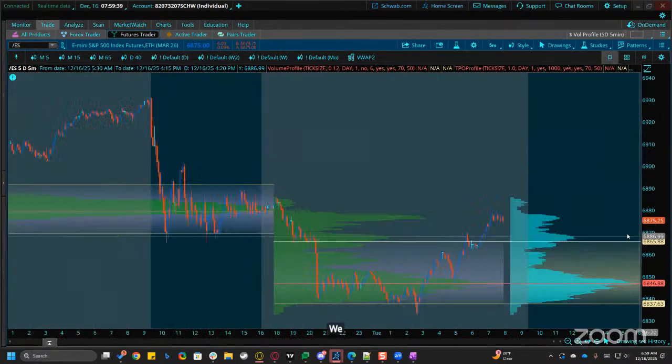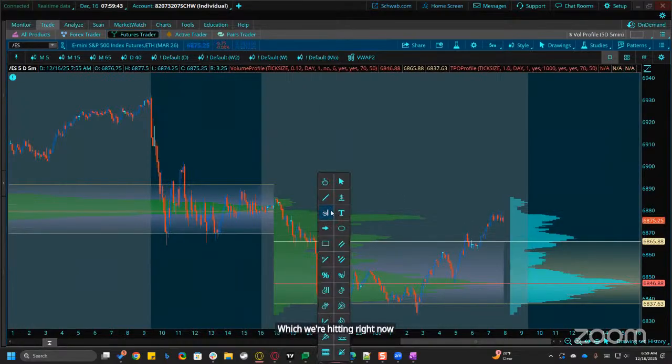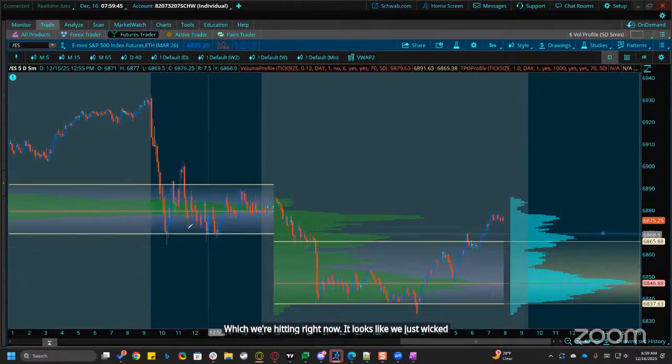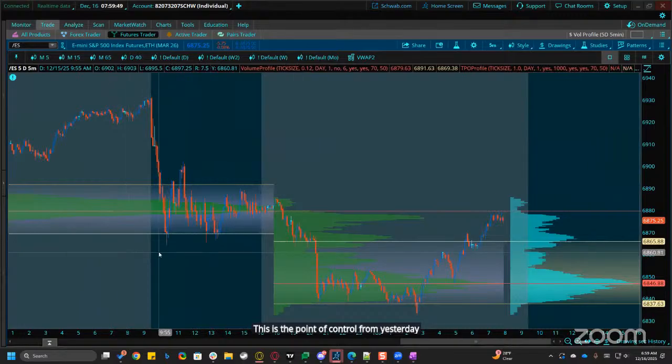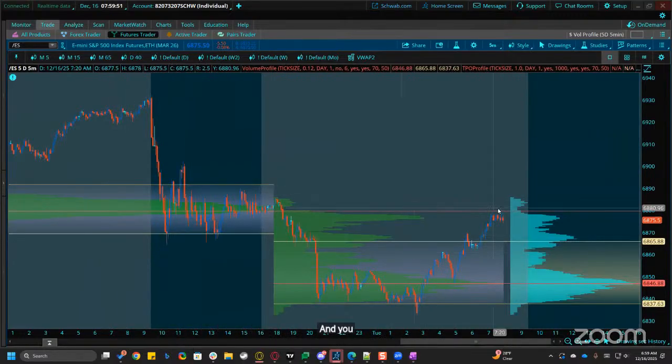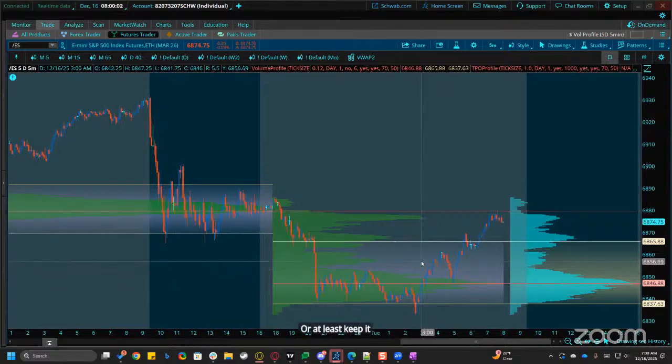We got a new VPOC, which we're hitting right now. It looks like we just wicked into it. This is the point of control from yesterday carried forward. And you can see price just came right up and touched it. So technically it's not a VPOC anymore, but I would keep it all day today, or at least keep it until we've crossed through it.